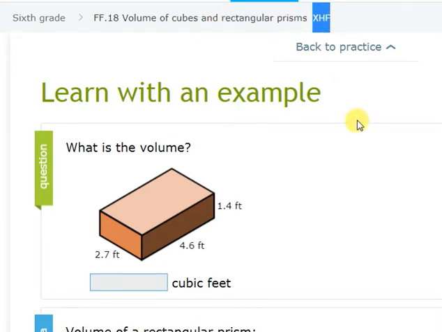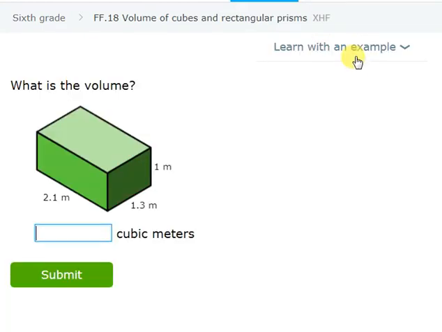is XHF on IXL. But before we start the video, we have recorded another video on the very basic concept of volume and how we find the volume and why we find it that way. So please click on this video. If you haven't watched that video, please watch it first before watching this video. Okay, now let's start the video formally.